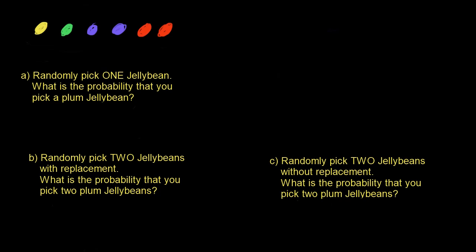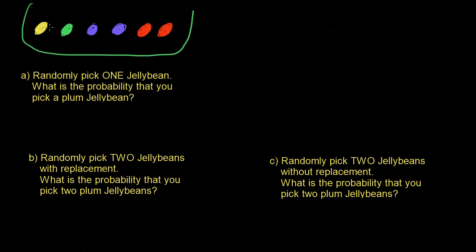Okay, I'm going to talk about how to calculate probability when you have replacement and when you don't have replacement, and how to find conditional type probabilities. All right, so what's going on here? I have 6 jelly beans in a bag.